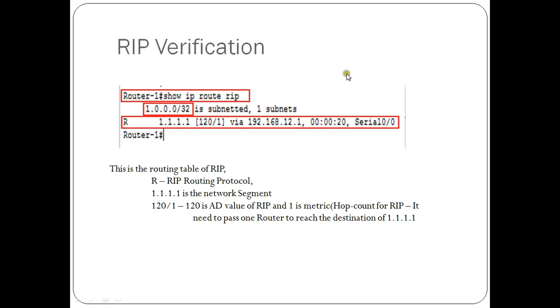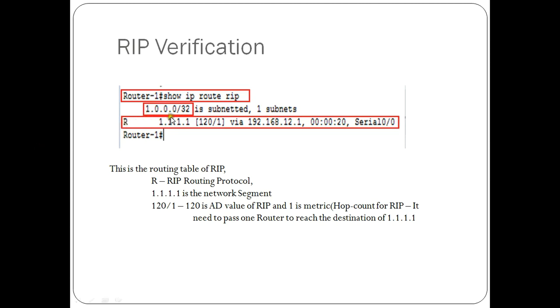Show ip route rip is a command to check only RIP. If you give show ip route, it will show you all the connected, RIP, OSPF, EIGRP routes, all the interfaces being learned in the routing table. I just want to know about RIP, so I'm giving show ip route rip.